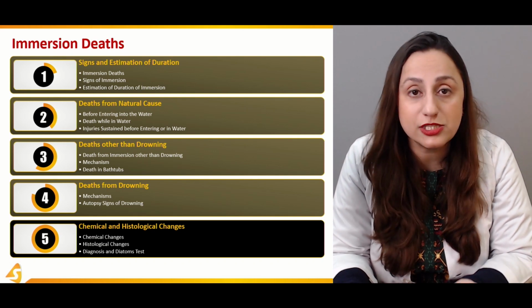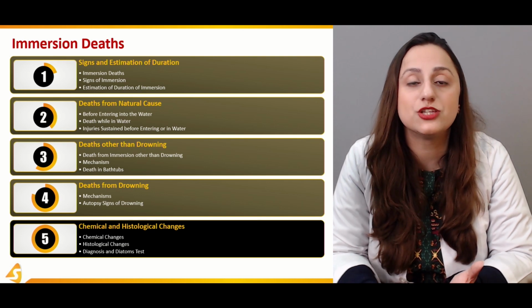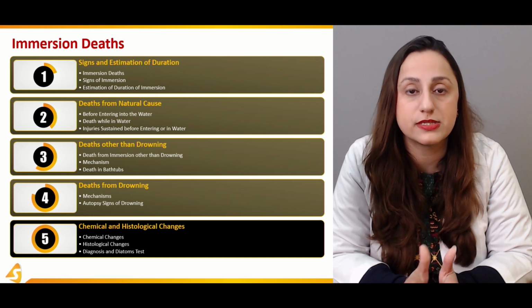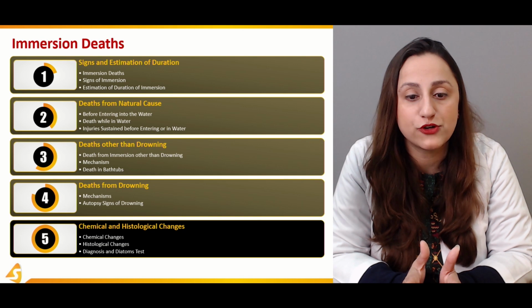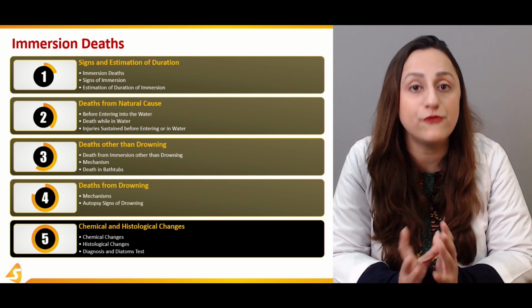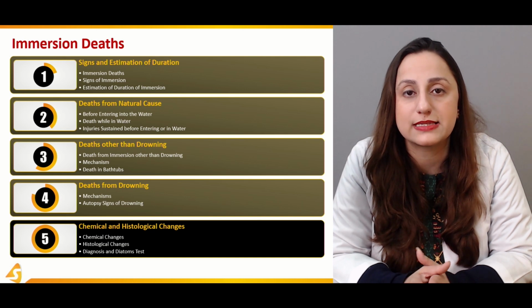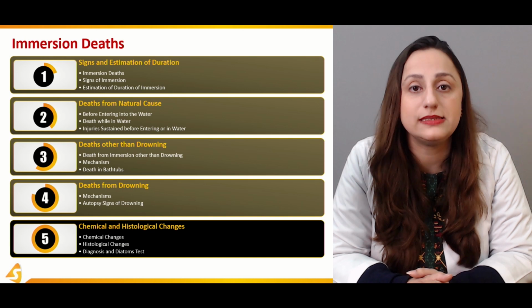Then we have the chemical changes first of all, and secondly we are going to consider the histological changes. Even at a tissue level, a lot of tissue markers are used for this. The lung tissues are the highlights, and what are the changes at the alveolar level that take place. They are very important whenever we are discussing these histological changes. Again, the diagnosis and the diatom test.